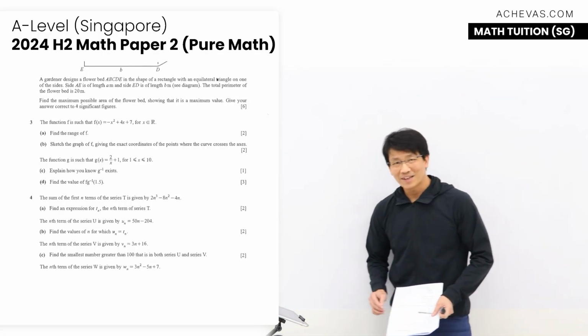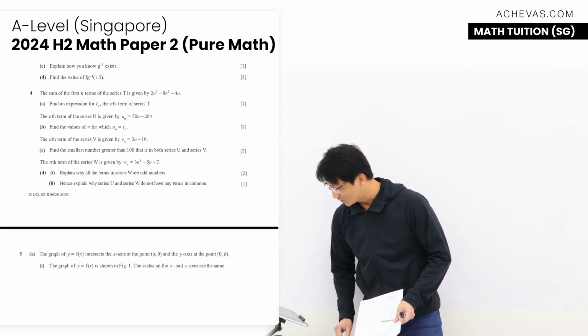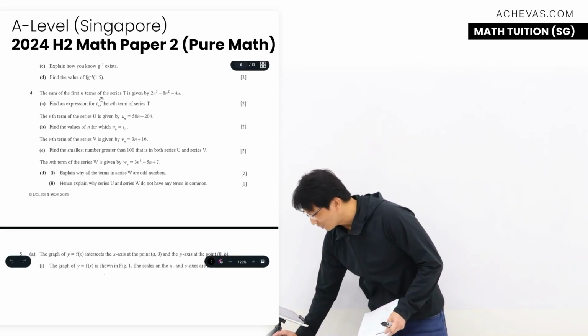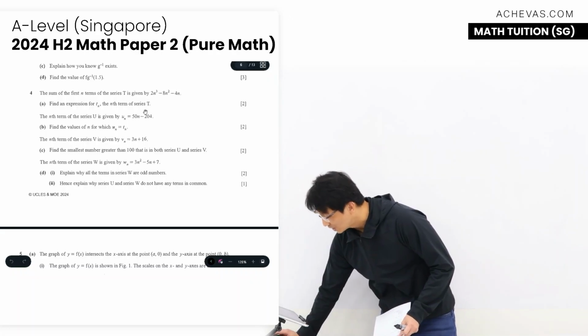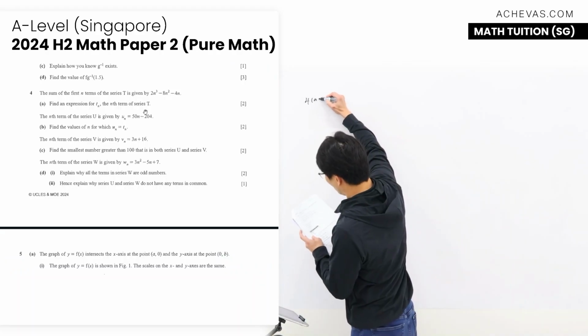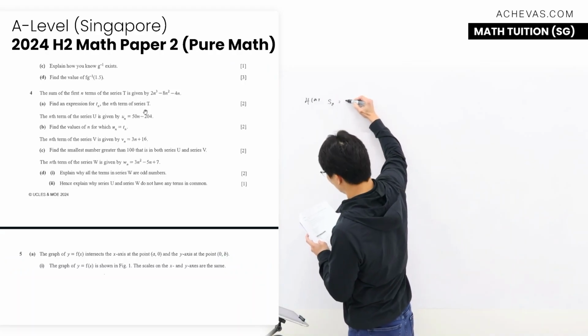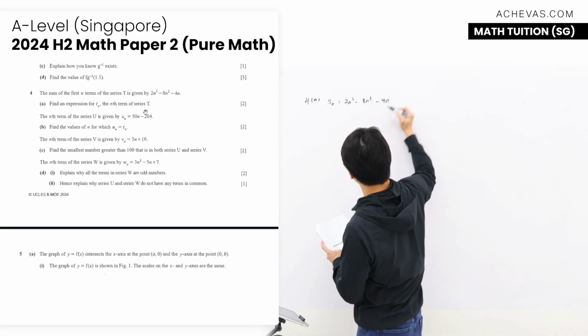Now let's discuss question number 4, which is on series and sequence. We have the sum of the first n terms of the series t given by this expression. For part A, find an expression for Tn, the nth term of the series t. For A, we have Sn equal to 2n cubed minus 8n squared minus 4n.